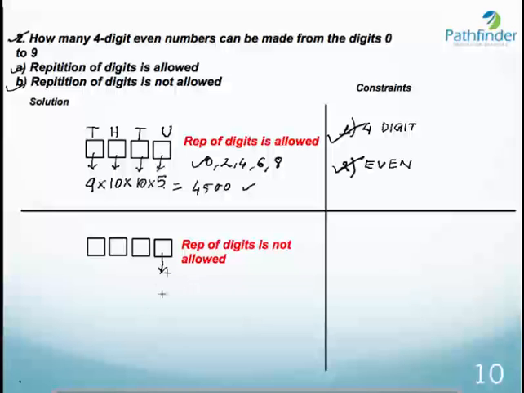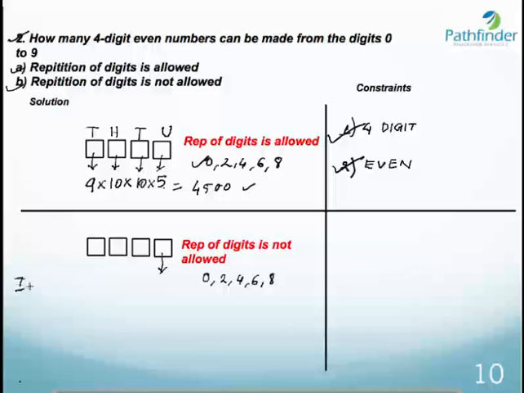How many digits can occupy the units place? Obviously, the units place can be occupied once again by the same digits. We want an even number, so we can have only 5 digits. But now, because repetition of digits is not allowed, we will have to consider 5 different cases.